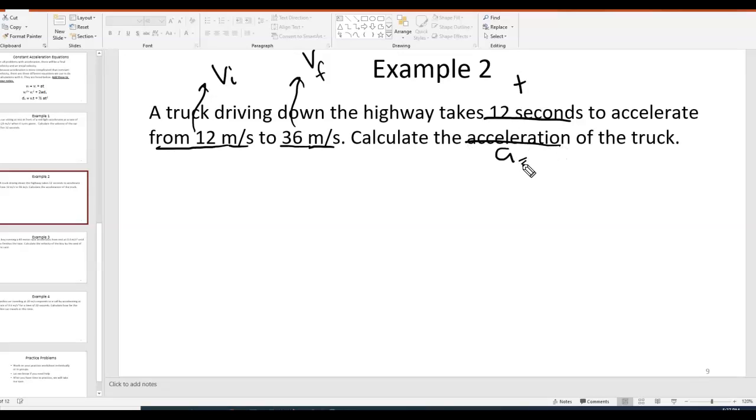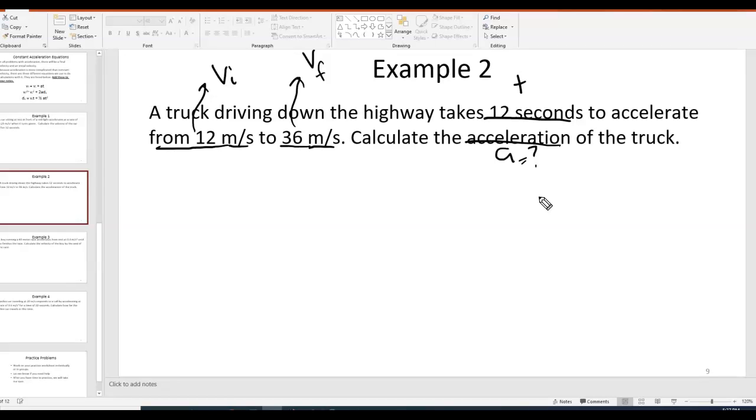That is my unknown. Now again, how do you know which equation to use? You always have to do this step first, guys. You have to find your 3 givens and your 1 unknown. If you don't do that, then you're going to get stuck. You have to have those 4 things before you choose the equation. There's no way to solve the problem if you don't have these 4 things.